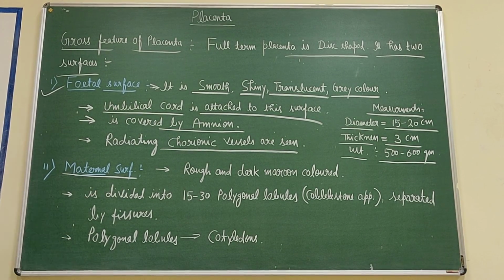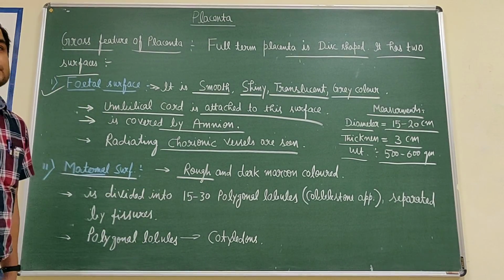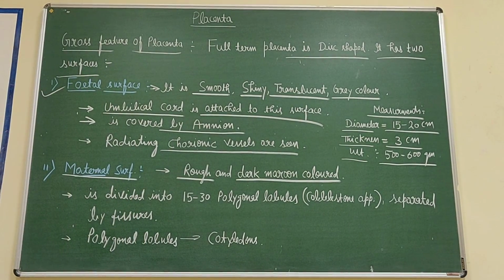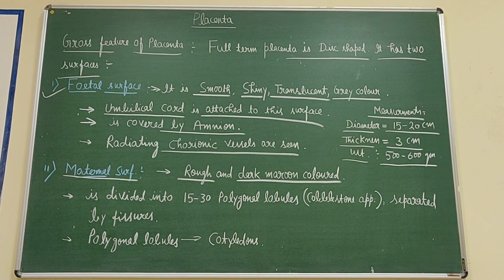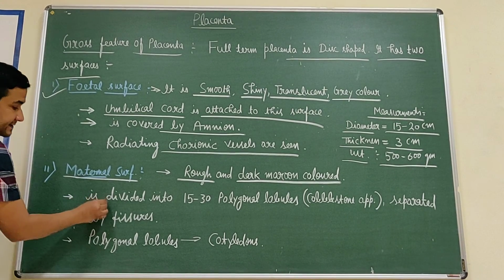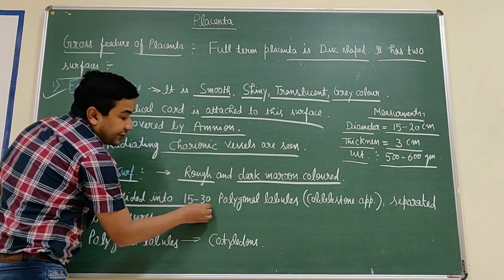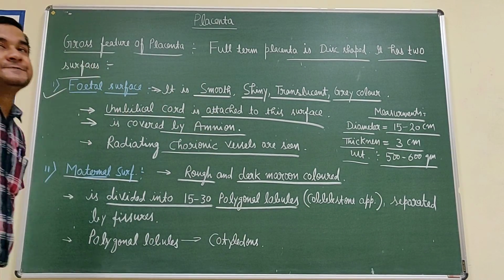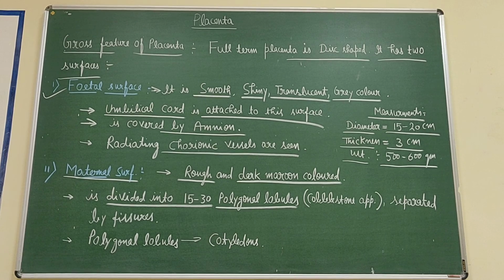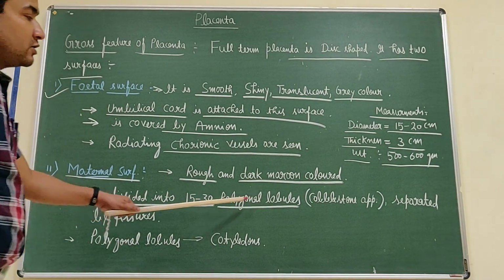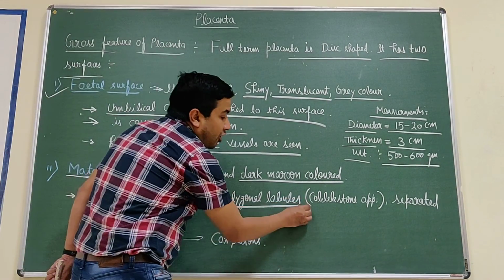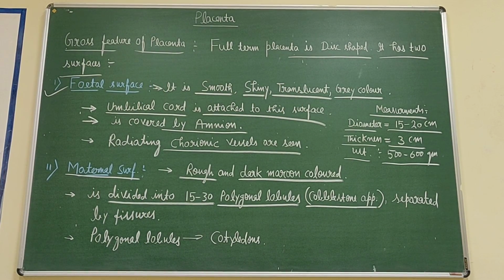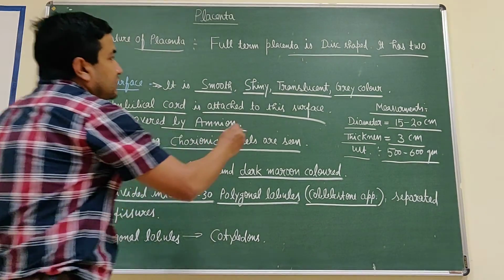Now, the maternal surface. This maternal surface is rough and it is dark maroon in color. The characteristic feature of the maternal surface is that it is divided into 15 to 30 polygonal lobules. And these polygonal lobules give it a cobblestone appearance.